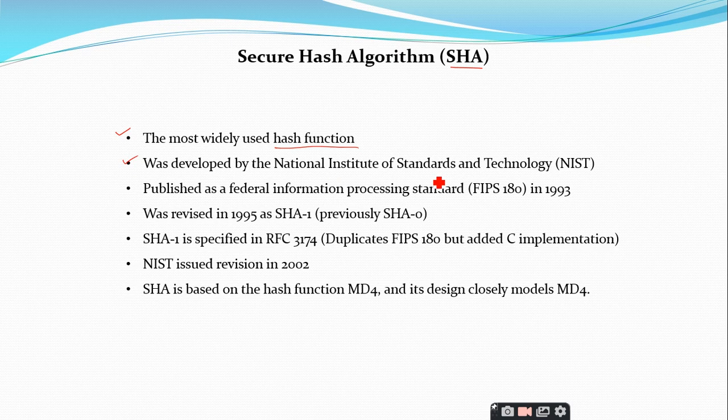Because of this reason, SHA is the most widely used hash function in recent years, and it was developed by NIST. NIST stands for National Institute of Standards and Technology, and the secure hash algorithm they proposed was initially called SHA-0. This 0 represents the version. The initial version, SHA-0, was proposed by the National Institute of Standards and Technology, and they published it in the Federal Information Processing Standard, in short FIPS 180, in the year 1993.